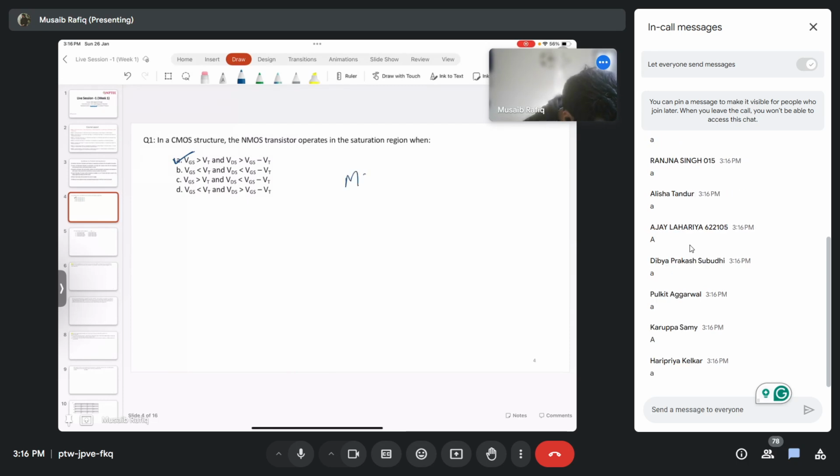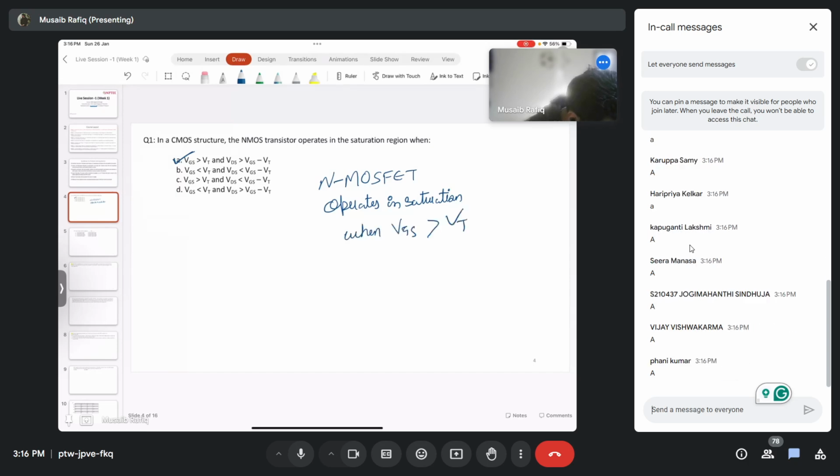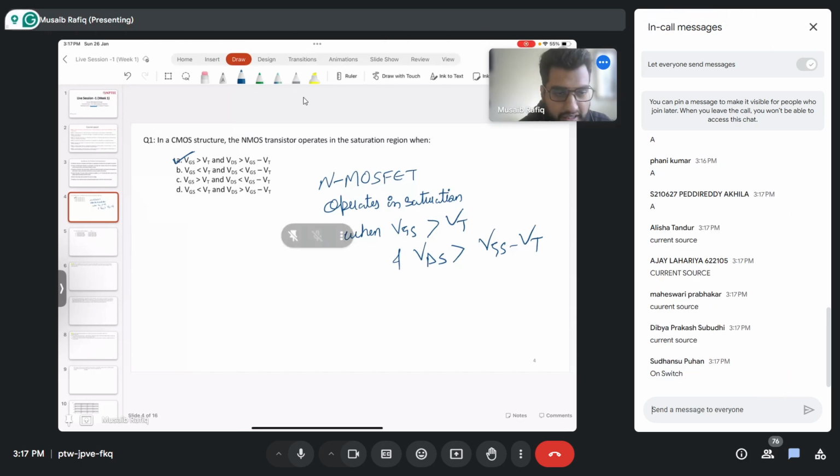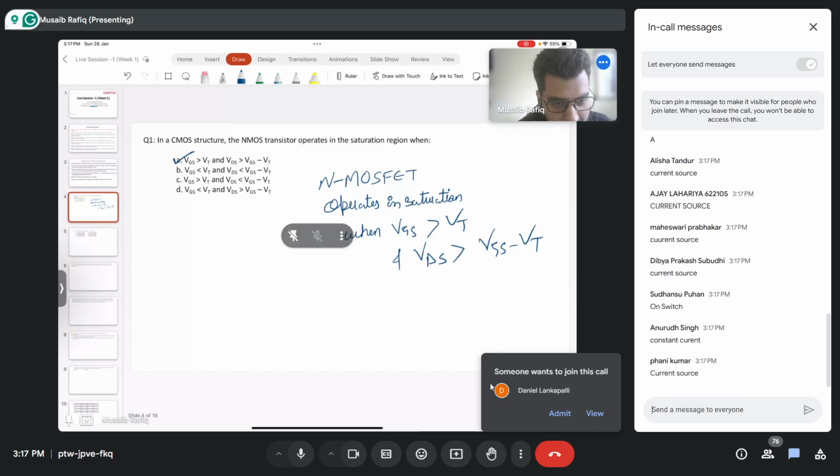So a MOSFET operates in saturation when VGS is greater than VT and VDS is greater than VGS minus VT. Let's ask some basic questions here. Only use the chat box, strict guideline. In saturation, ideally, how does a MOSFET behave? Exactly, it's the ideal condition: a constant current source.